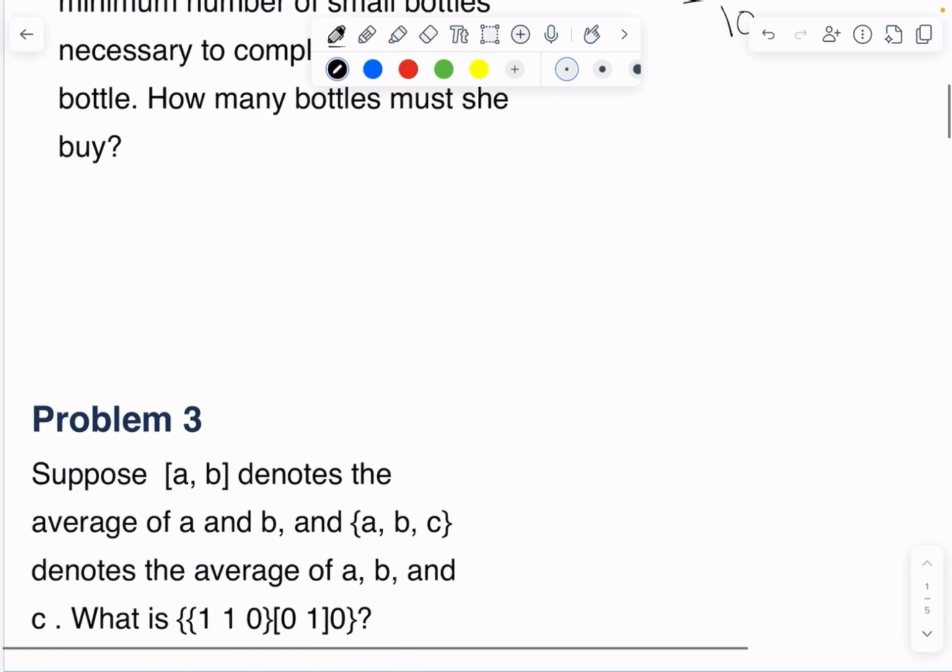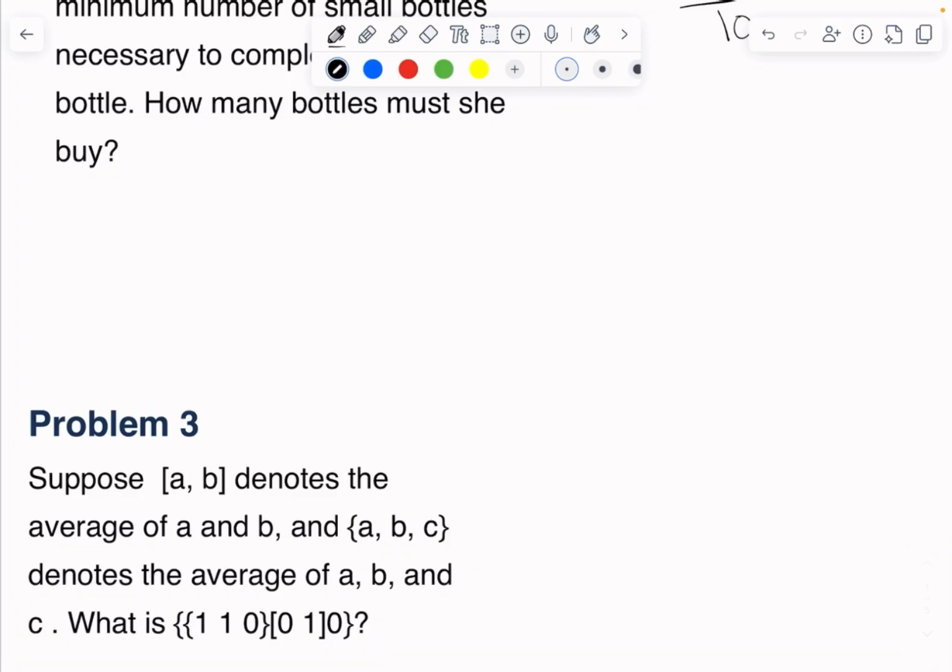Problem number 3. Suppose [A, B] denotes the average of A and B, and [A, B, C] denotes the average of A, B, and C. What is the value of the expression that follows?